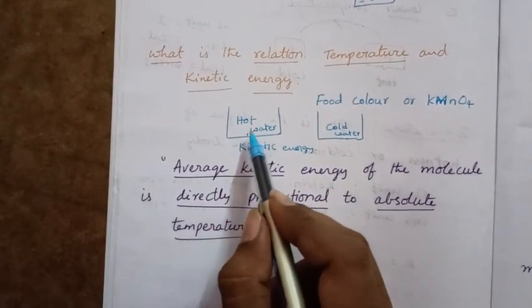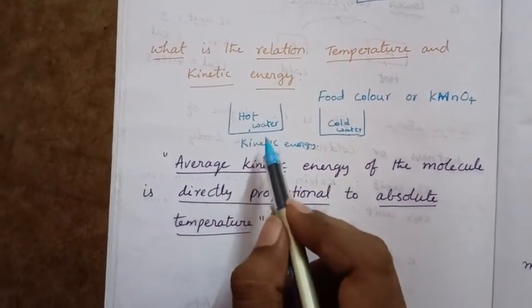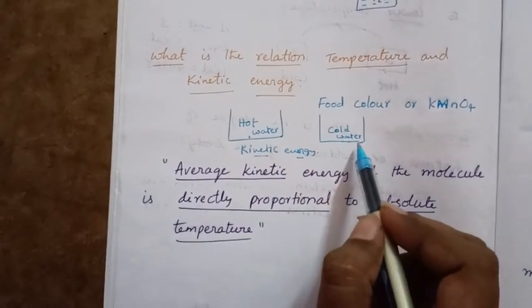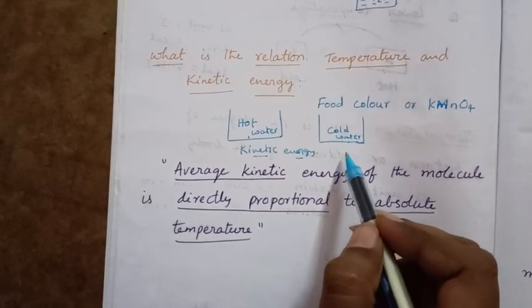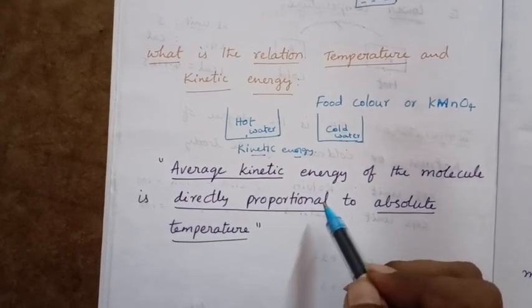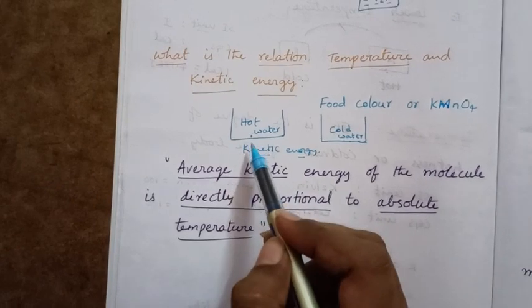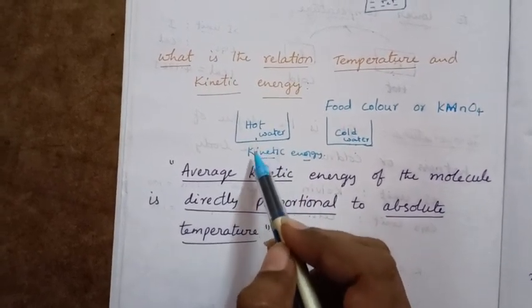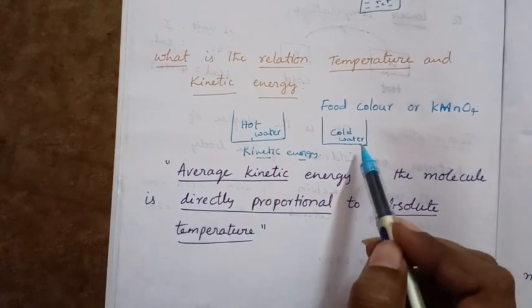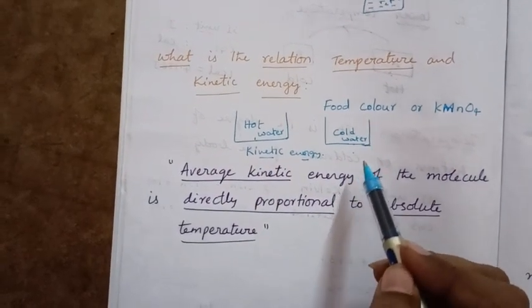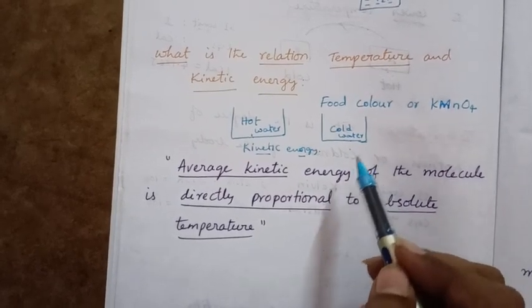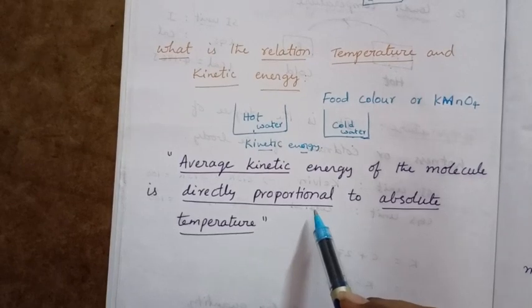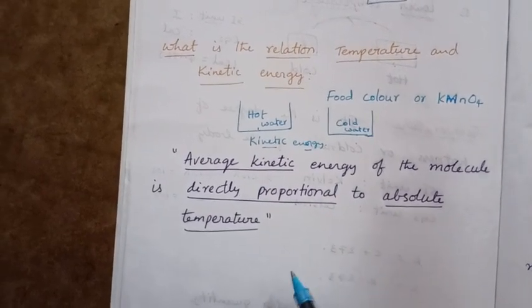So when they are moving very fast, we can say they have more kinetic energy. When they are moving slowly, they have less kinetic energy. So when the temperature is more, the kinetic energy is also more. When the temperature is less, the kinetic energy is less. So we can conclude that the average kinetic energy of the molecules is directly proportional to absolute temperature.